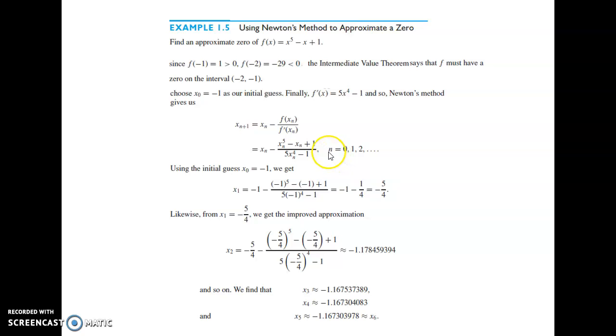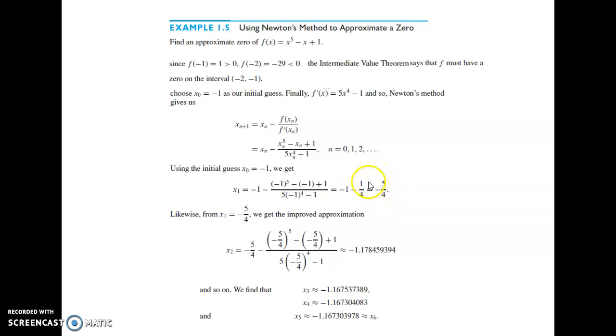So we substitute n equal to 0 and I get x1. We started with x0 equal to -1. We substitute: this x_n, this x_n, this x_n becomes x0, and I substitute -1. Then I simplify this and I get -5/4. Then this will be your x1.